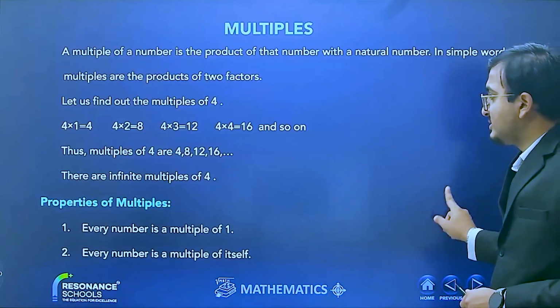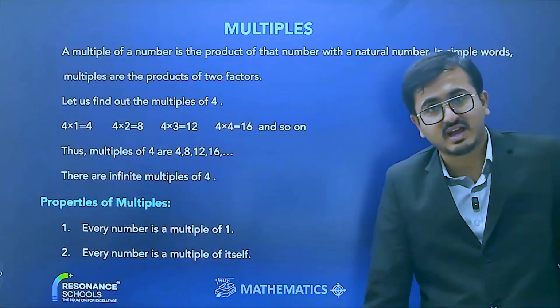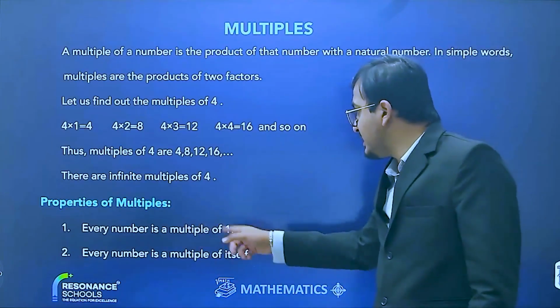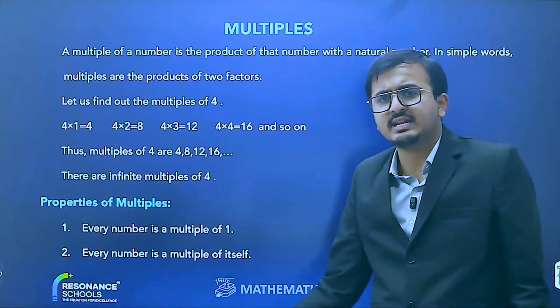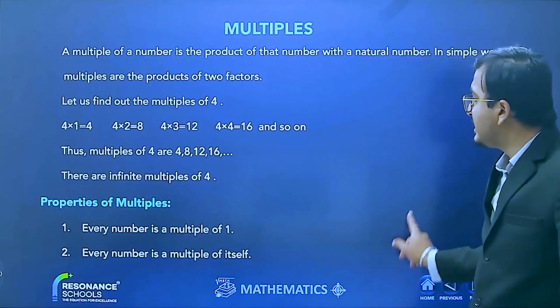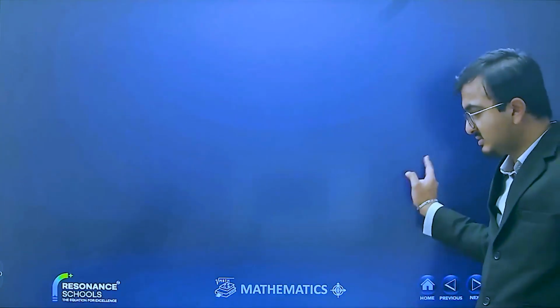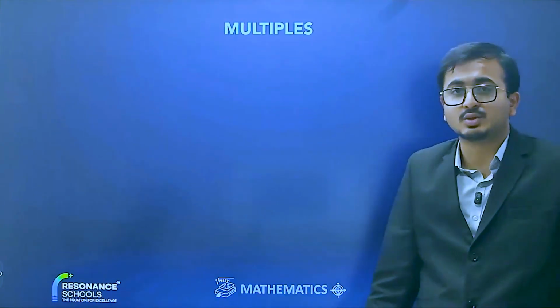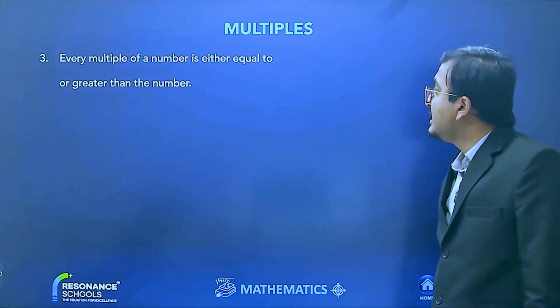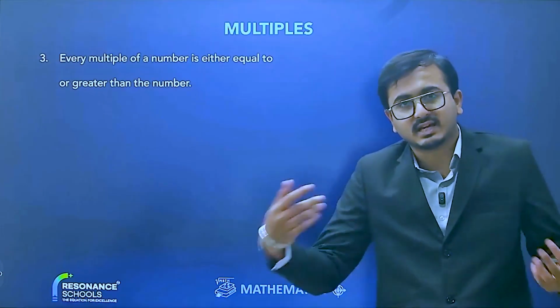So just like properties of factors, we have properties of multiples. What are those? Every number is a multiple of 1. Take any number, 1 into that number is a multiple of 1. Every number is a multiple of itself, that number into 1 is a multiple. Every multiple is either equal or greater.